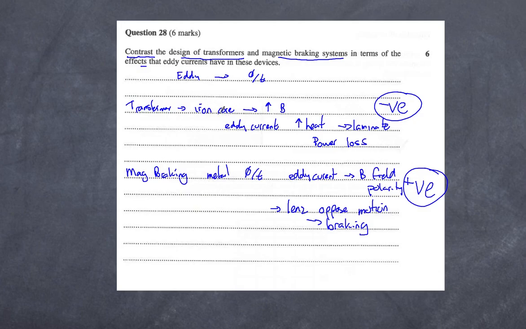We've talked about the design in both situations. We've talked about the fact that there is a different effect, heat as opposed to polarity. We've also talked about the fact that this is a negative consequence and this is a positive consequence, and what that actually does in these devices. So I would argue that is what is required to give you a 6 marks response.